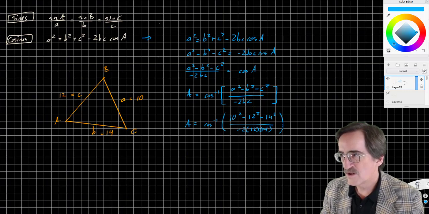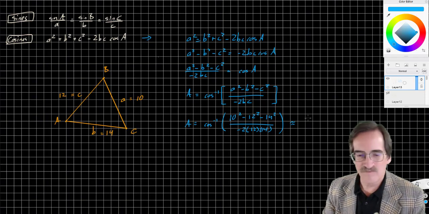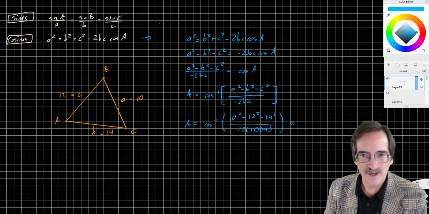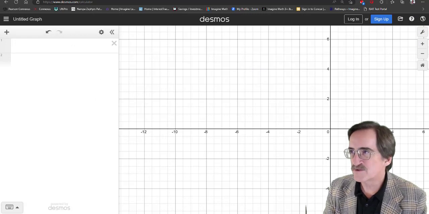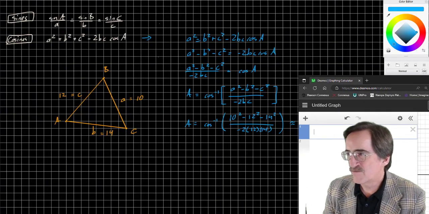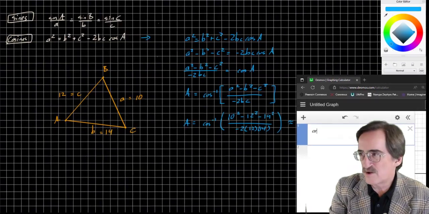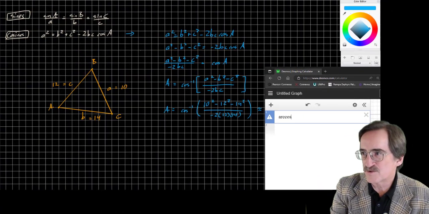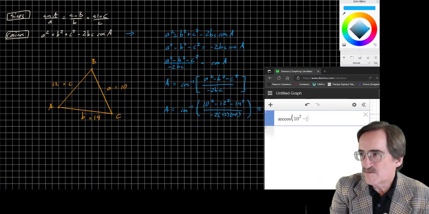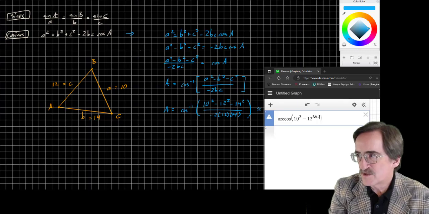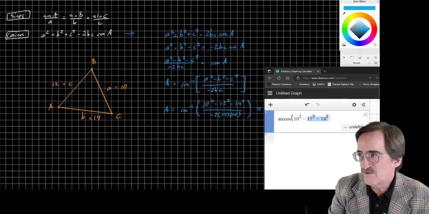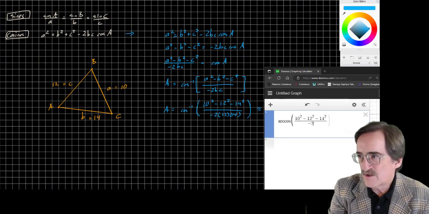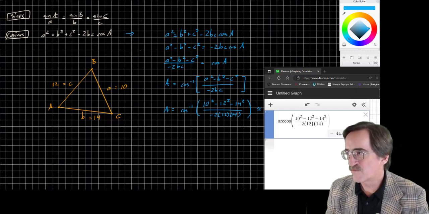Okay, and we can figure that out here. Desmos, oh Desmos. Okay. And make sure we're in degree mode. I believe we are already. Arc cos. You can spell it out in Desmos, or you can use the keyboard app to select cos -1. 10 squared minus 12 squared minus 14 squared, all divided by -2 times 12 times 14. Okay, 44.42 degrees.